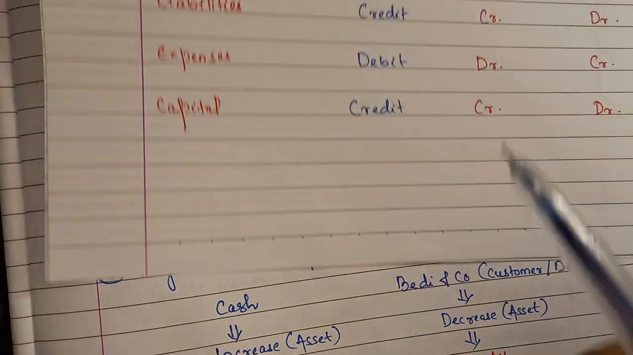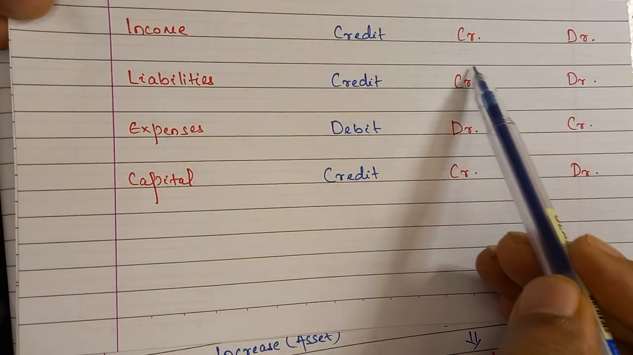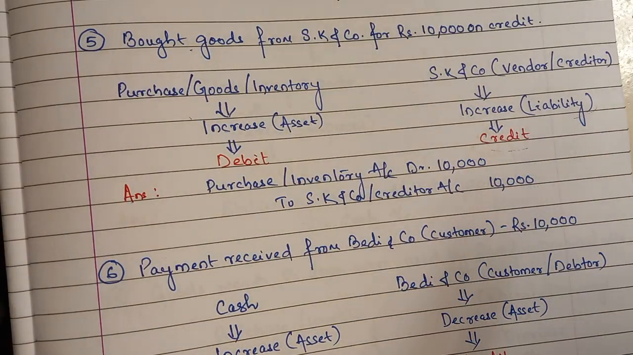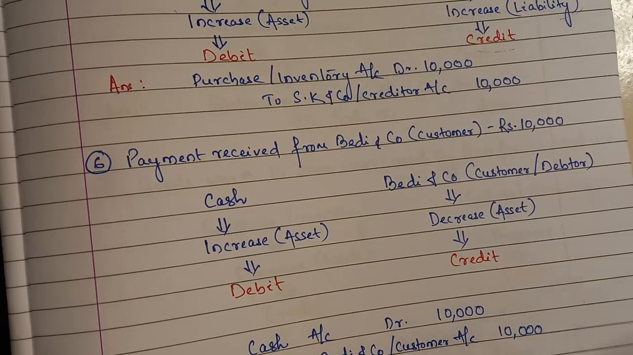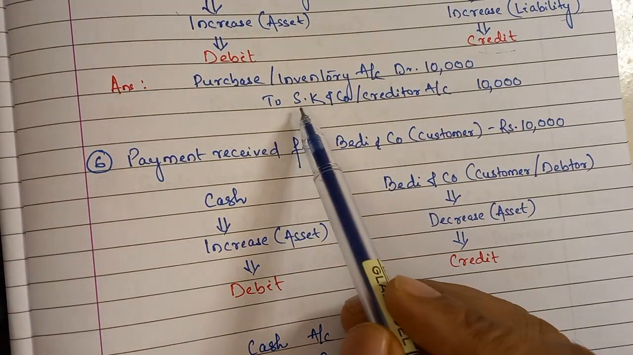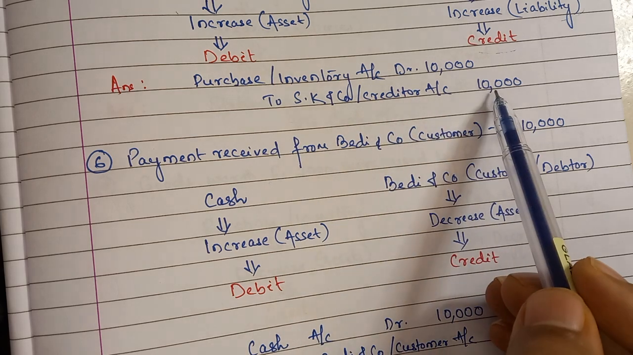Increase in liability is always credit, so you have to give credit here, right? So what is the final entry we have to post now? Purchase or inventory account debited 10,000 to SK and Co creditor 10,000 rupees.